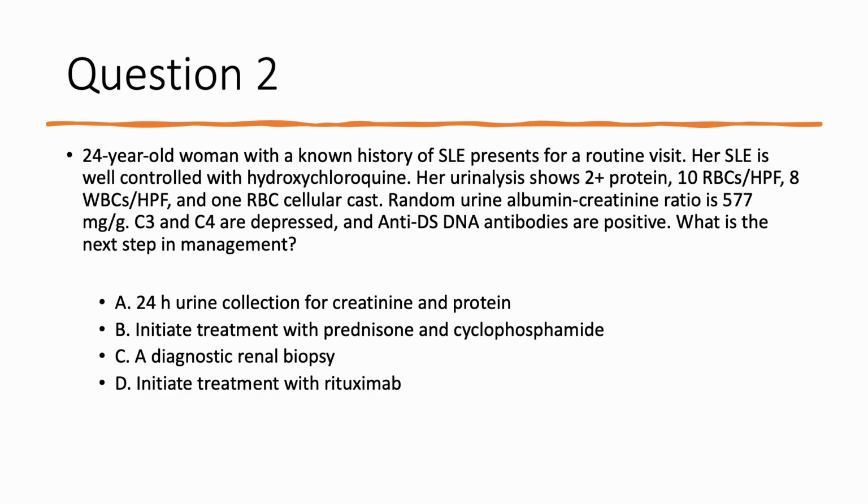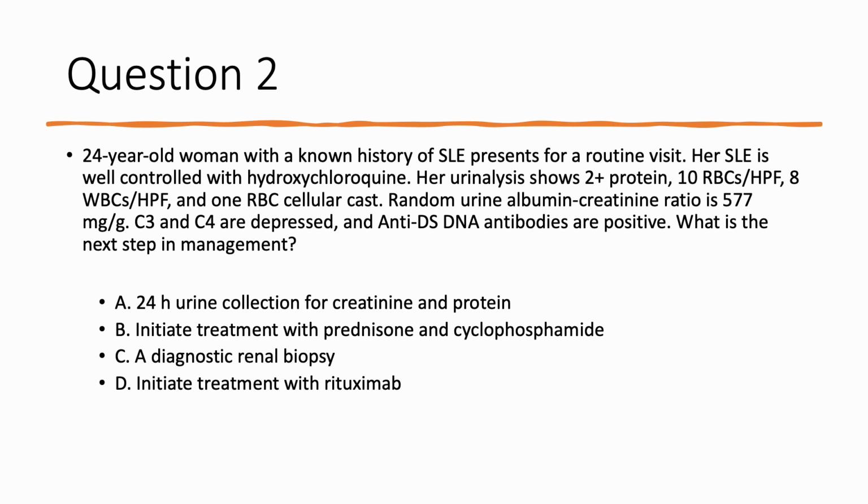So we continue to warm up here. Question number 2. 24-year-old woman with a known history of SLE presents for a routine visit. So we know that the patient has systemic lupus erythematosus. This systemic lupus erythematosus is well controlled with hydroxychloroquine. Her urinalysis shows 2+ protein, 10 red blood cells per high power field, 8 WBCs per high power field, and 1 red blood cell cellular cast. Random urine albumin creatinine ratio is 577 milligram of albumin per gram creatinine.